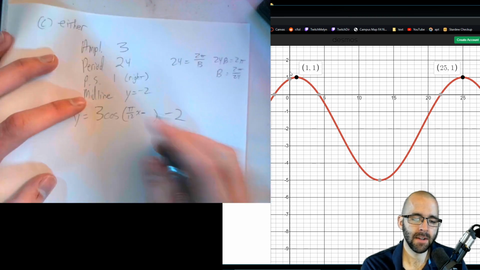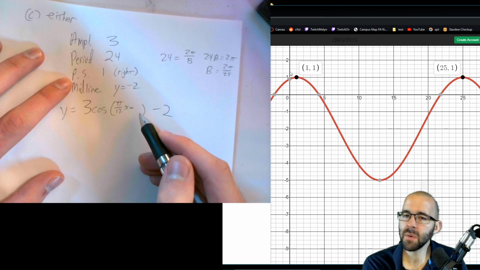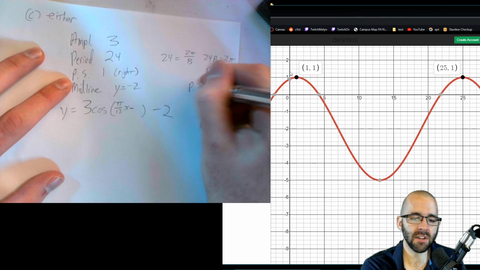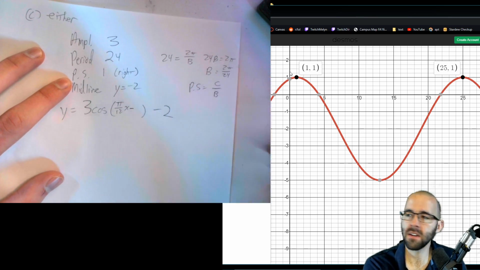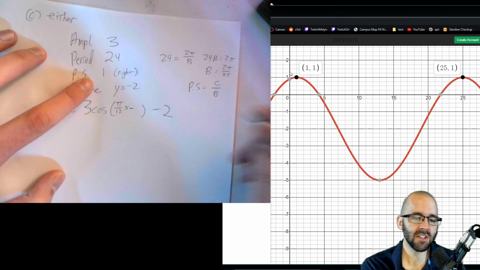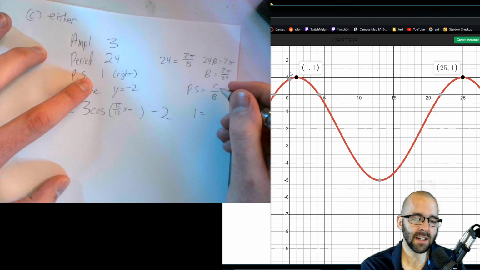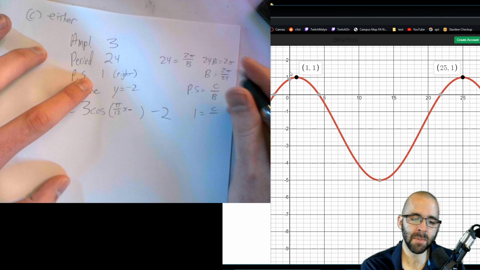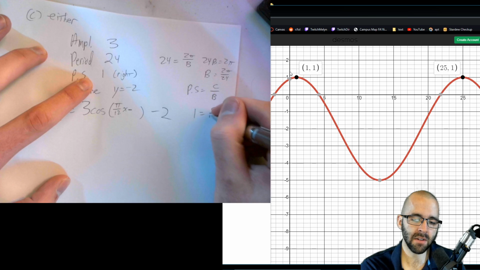Okay. So we know the phase shift, but we don't know what c is. Because again, phase shift is c over b. So phase shift we know is 1. And that's going to equal c, which we don't know, divided by b, which is pi over 12.